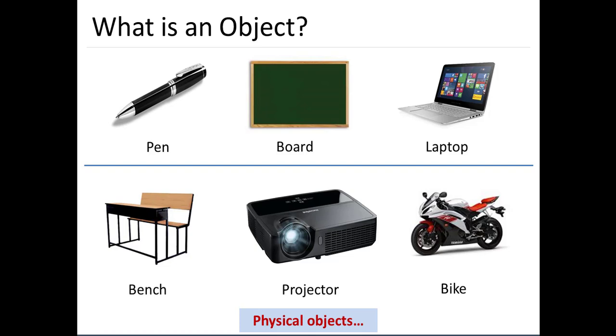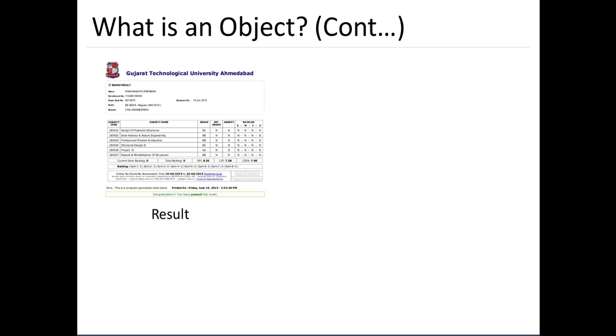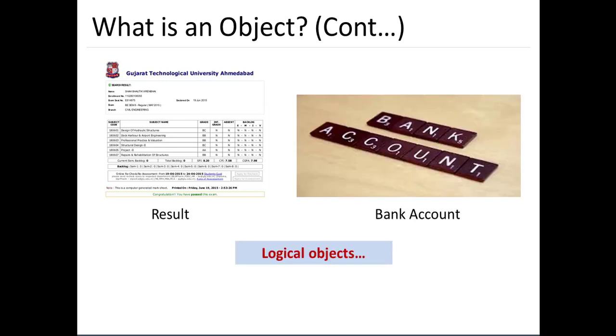Now when we develop the code, whichever objects are relevant for us, those only we will consider. Similarly, as we have physical objects, we can have some logical objects also. For example, if we are going to create a result of a student, that result can be treated as an object, or we can have a bank account as another object. So by now you have a clear idea in your mind of what objects are.